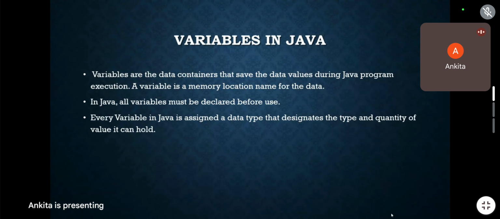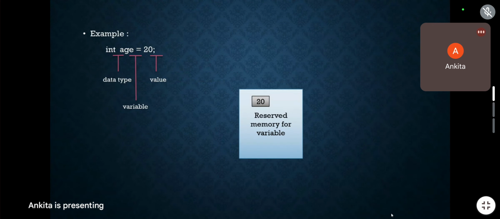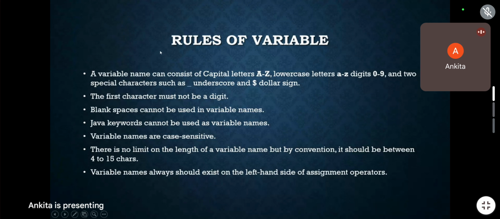So, variables. Variables are the data containers that save the data values during Java program execution. As Java is a statically typed programming language, all variables must be declared before they are used. That's why we need to declare variable type and name. Syntax of variable. Here, int age equals 20. int is the data type, age is the variable, and 20 is the value which is being assigned to the variable age. Proceeding forward, rules of variables.